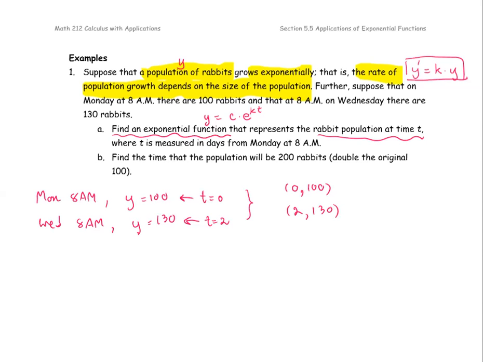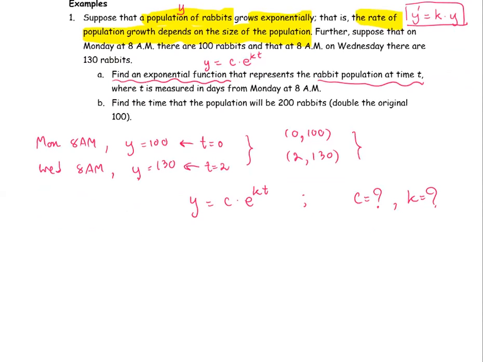In part A, we're going to find y equals c times e to the kt. We have two unknowns. We're going to have to find the value of c and the value of k, using these two ordered pairs. The first ordered pair: if t equals 0, y is going to be 100. Replace t with 0. Then we get c times e to the power 0, which is c times 1, or c. Now we get the value c as 100. We set it aside. This number is known.